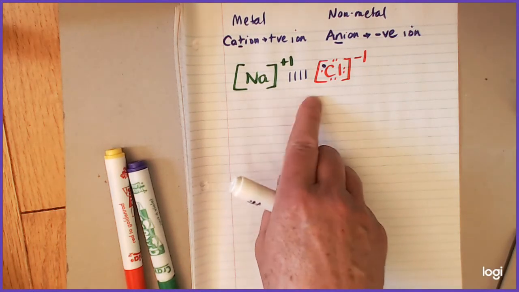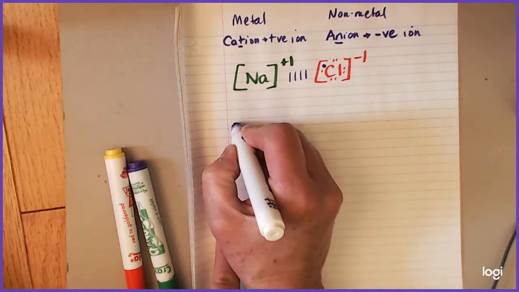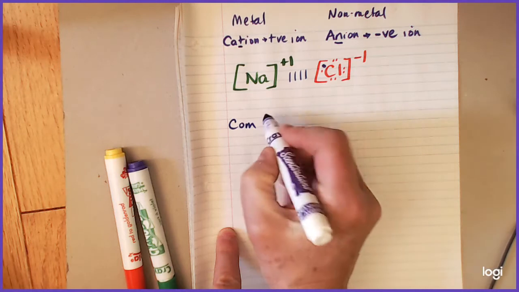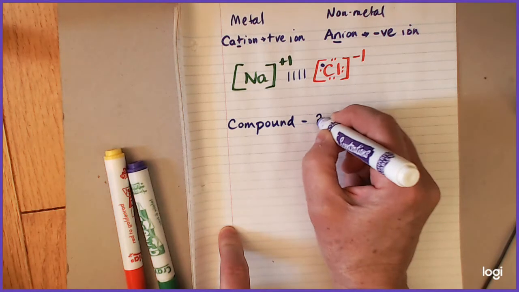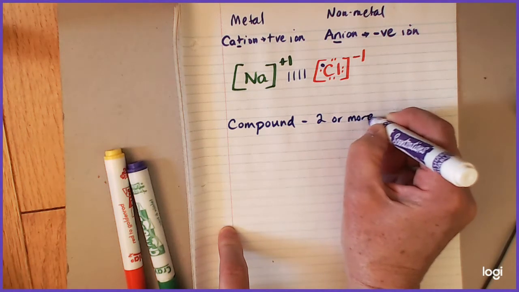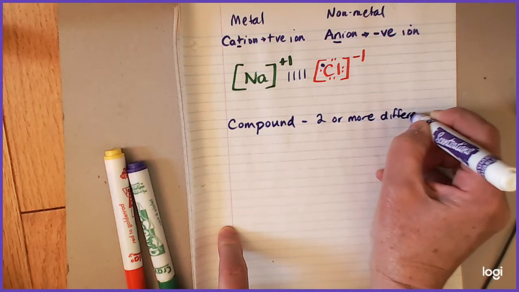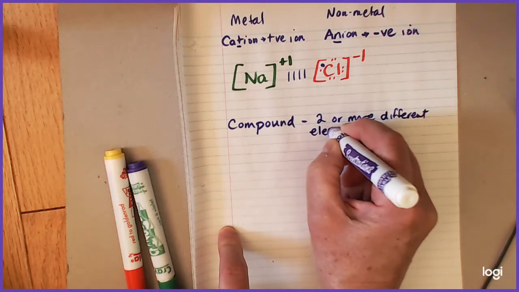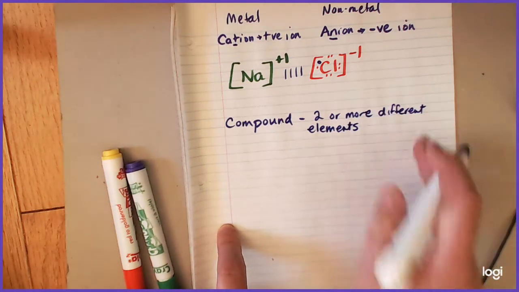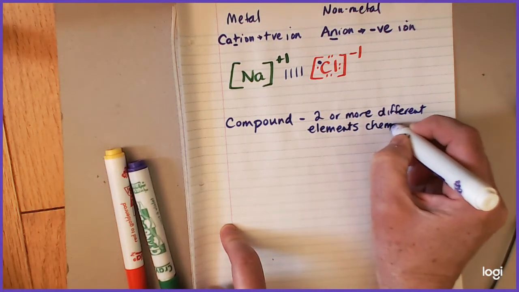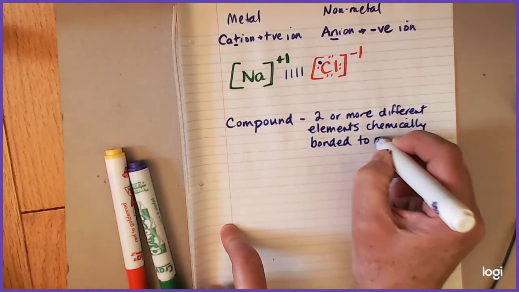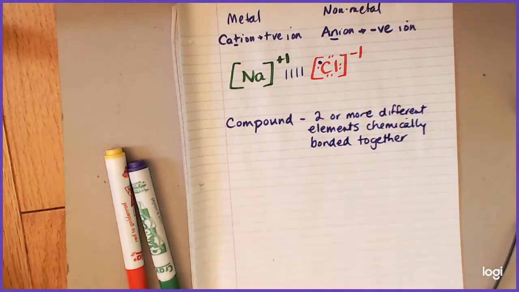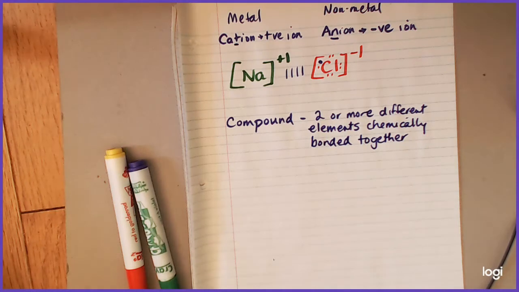Now, when this happens, we form something that's called a compound. Leave yourself a little bit of room in here. A compound is anything where we have two or more different elements chemically bonded together. I'm going to put "together" here because it just sounds weird saying they're bonded. So they're chemically bonded together. They don't actually touch each other. There is a chemical attraction between the two of them.